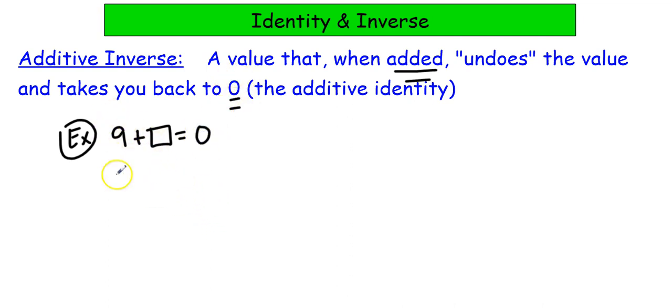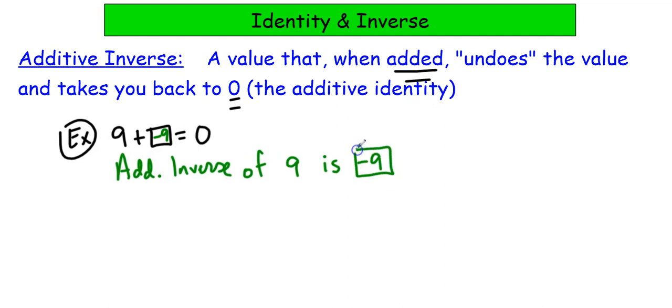Well, we know we undo +9 with a -9. Okay, so the additive inverse of 9 is -9. And the reason that that's -9 is because we know that when we add a -9 to 9, that's going to get us back to 0.